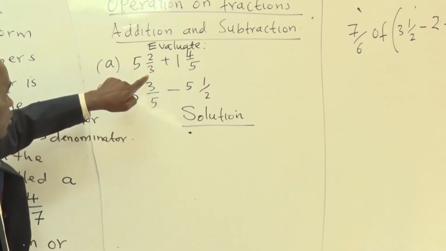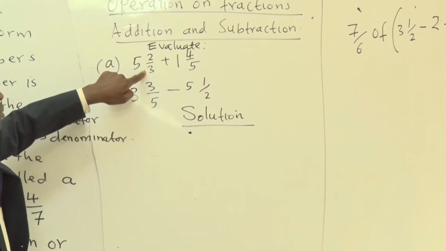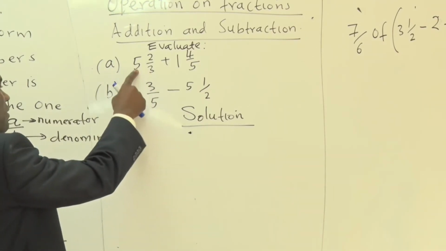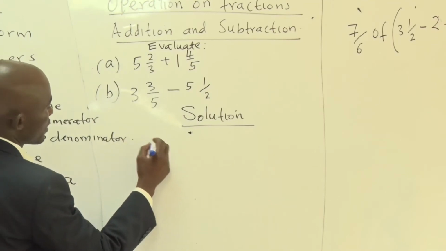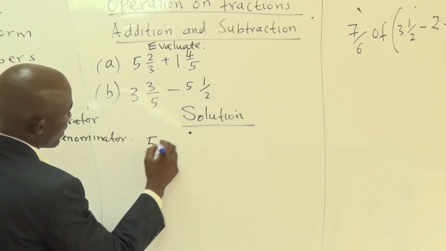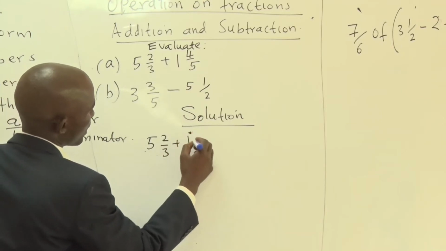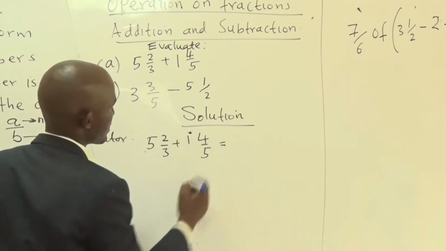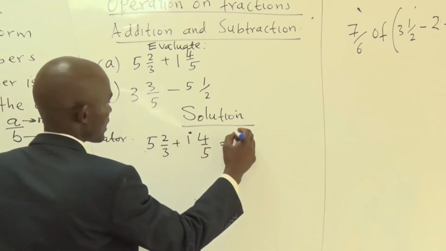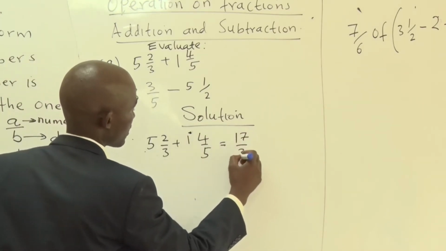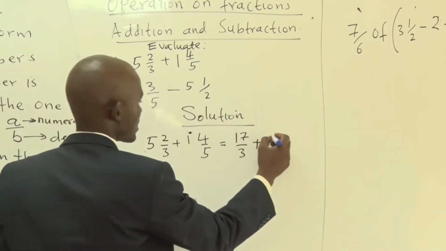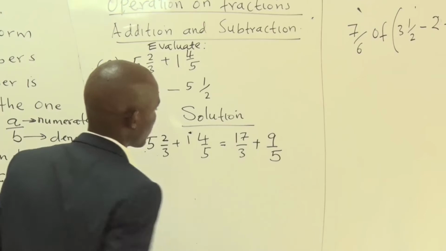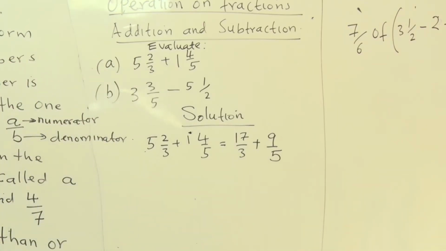Remember we said you turn this one into an improper fraction. 3 times 5 is 15, plus 2 is 17. So 5 and 2 over 3 plus 1 and 4 over 5 is the same as 17 over 3 plus 5 times 1 is 5, plus 4, which is 9 over 5. After you have simplified that, the next step is taking the LCM.